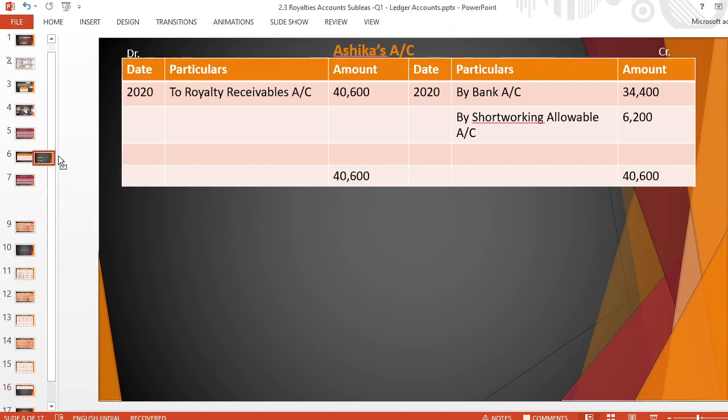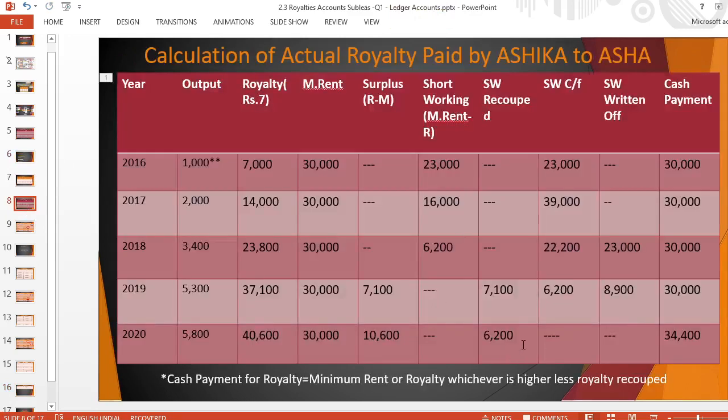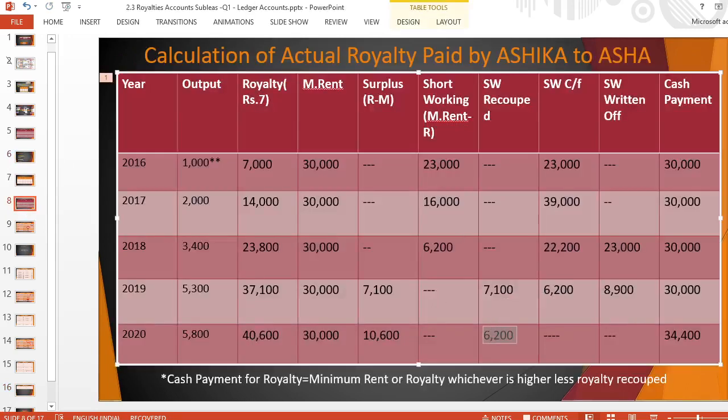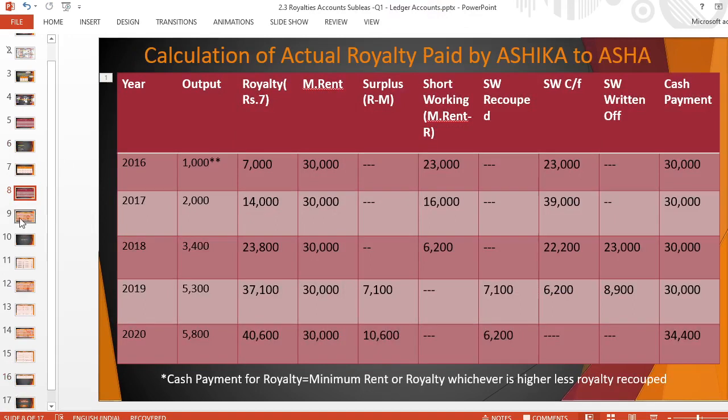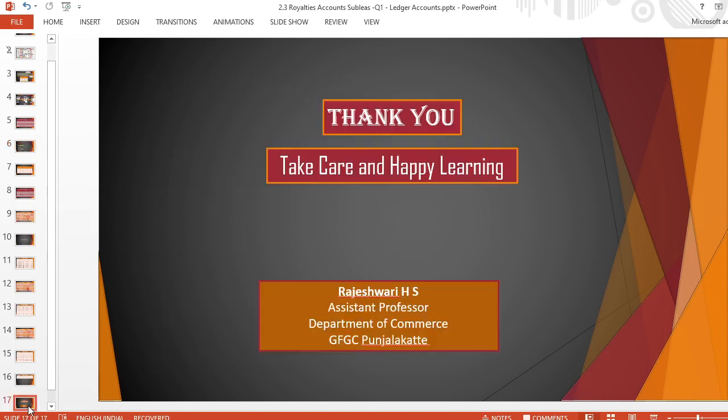We can check the short working for this year, 6,200 recoup. So hope you understood the preparation of three ledger accounts, that is royalty receivables account, short working allowable or suspense account, and sub-lessee's account. So finally, we completed problem number 1.